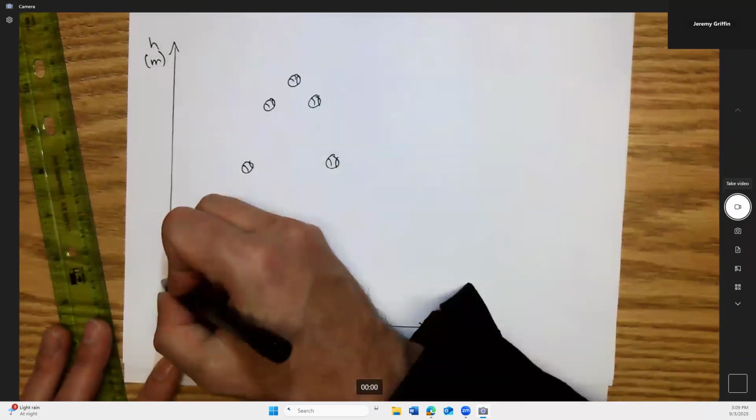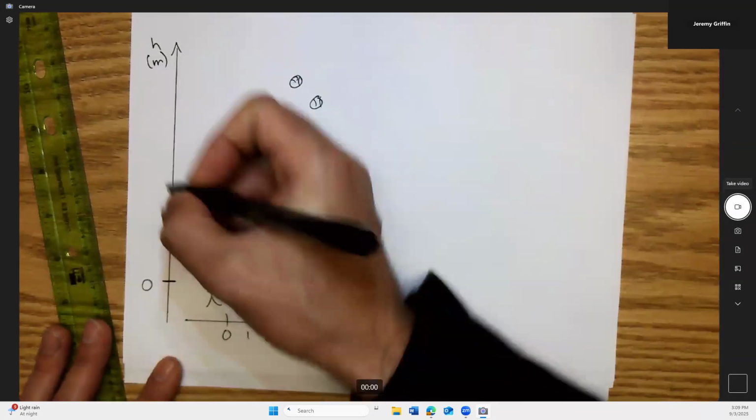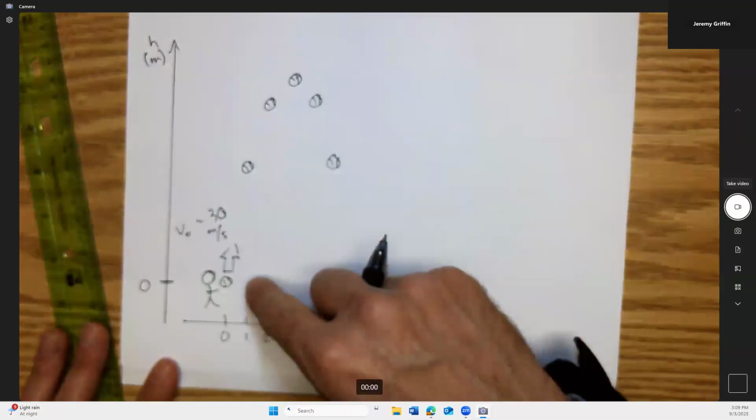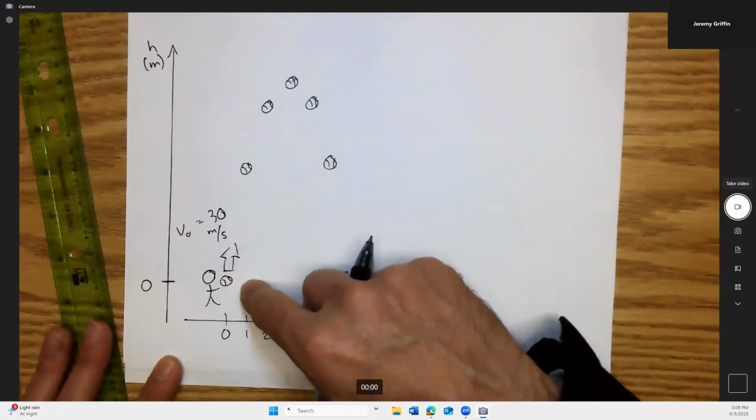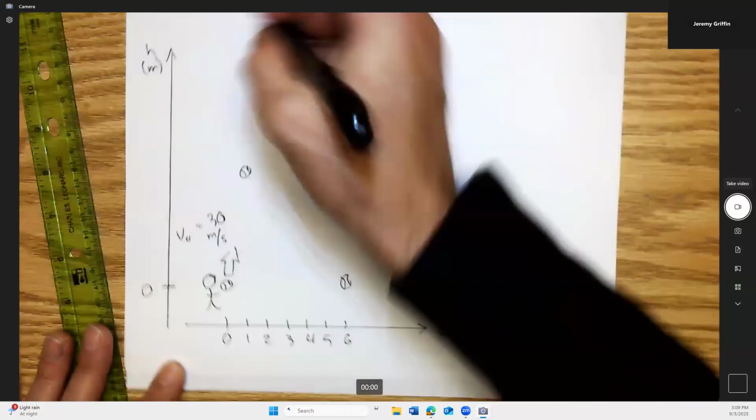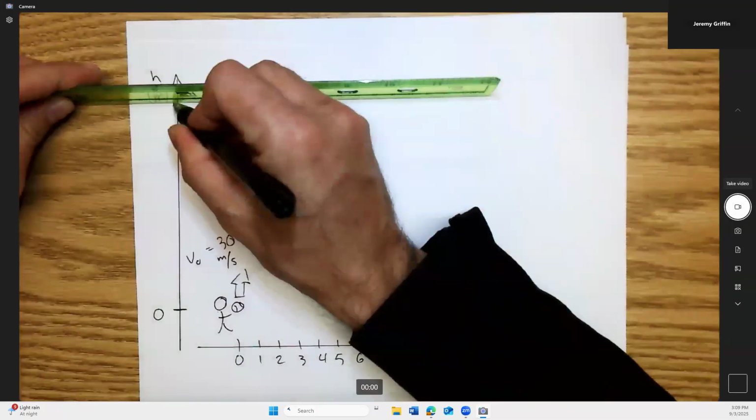All right, let's call this height 0 right here. So 0 meters height. Actually, I think we did this the other day. Guys, what's the maximum height of this ball all the way up here?